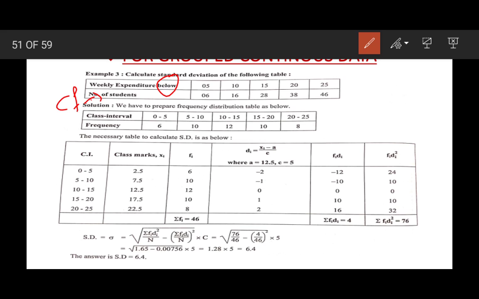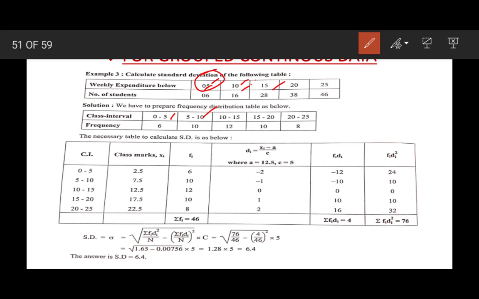So first we have to write these values as class intervals. For that, the first class interval will be 0 to 5. The first class interval is 0 to 5. Below 5 means 0 to 5. Then below 10 is 5 to 10.